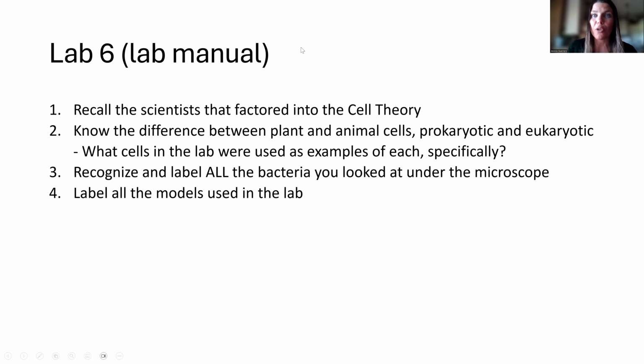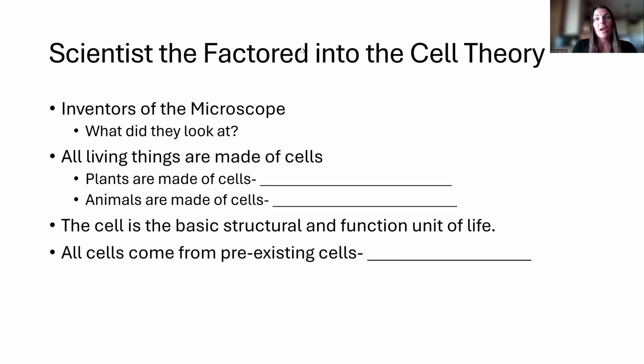So I did put together a little bit of information here to jog your memory, in case maybe you didn't get all of it in lab. But the scientists that factored into the cell theory, there were two that we talked about that invented microscopes of two different types. What specifically were those scientists' names and what did they look at?